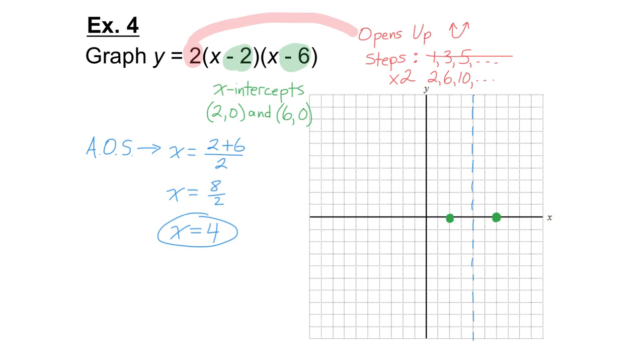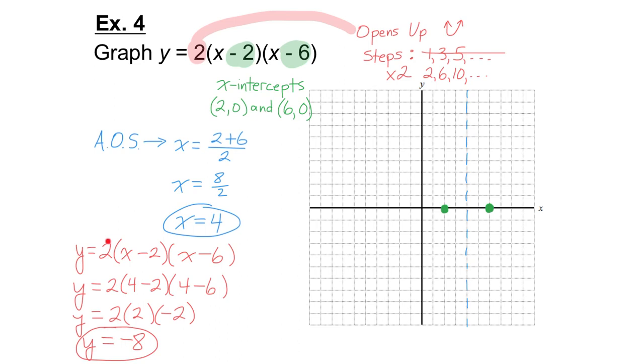Now the other thing we know about quadratic functions is that the vertex is on the axis of symmetry. So if I know that my axis of symmetry is x equals 4, I now know the x-coordinate of my vertex. And if I want to know the y-coordinate of the vertex, I just have to calculate the y-coordinate using the equation that I have. X is 4. Put that in for x and solve for y.